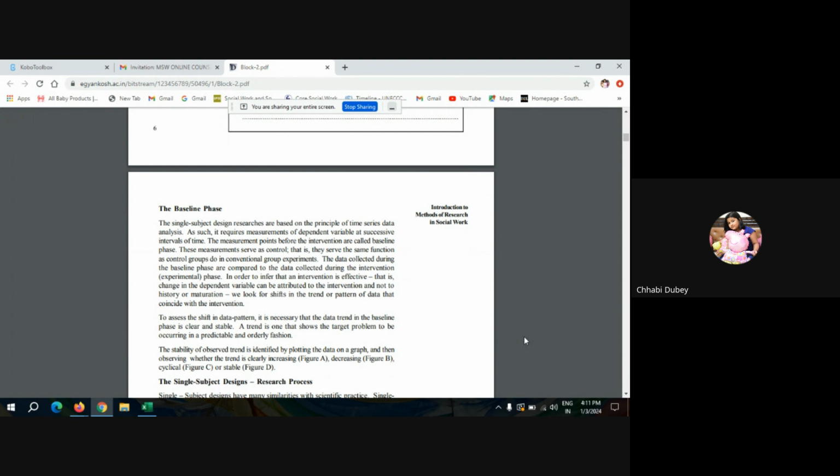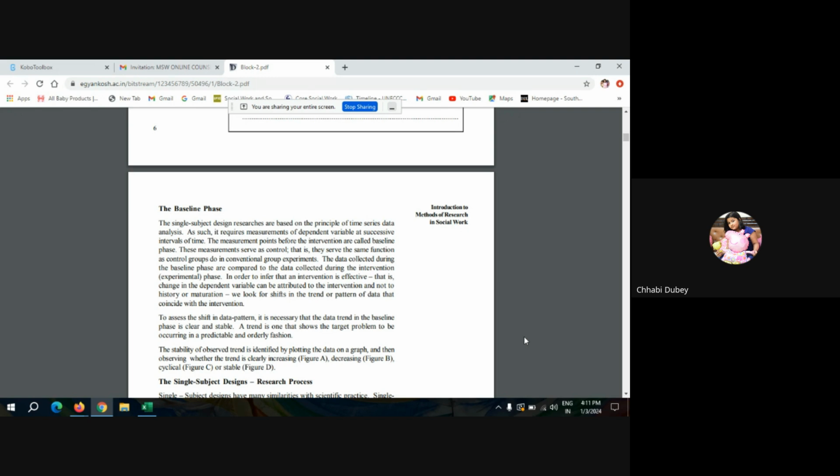Now, the baseline phase is based on the principle of time series data analysis. That is, it requires the measurements of the dependent variable at successive intervals of time. So you need to measure the various aspects of that dependent variable at successive intervals of time.